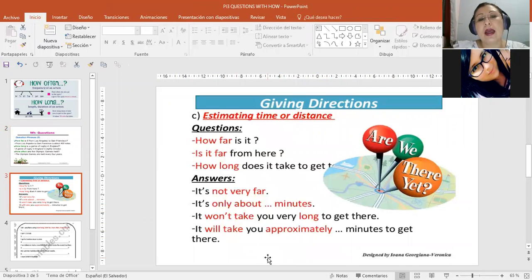So, how far, the WH word how is also helpful in order to ask directions. For example, how far is it? ¿Qué tan lejos está? And you can also ask the same question saying, is it far from here? Or how long does it take to get there? ¿Cuánto toma llegar ahí?